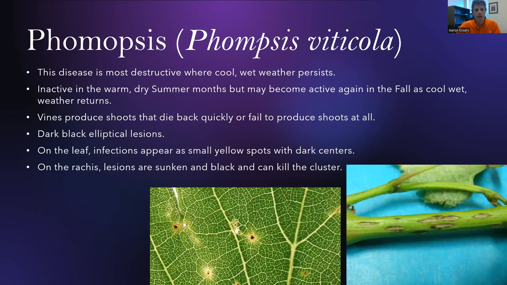Vines produce shoots that die back quickly or fail to produce shoots at all. Phomopsis is usually on the canes or the shoots. Dark black elliptical lesions can appear on the leaves, as you see there. They're very small. It's a zoomed up picture. On the leaf, infections appear small, with black dark centers on the rachis or the canes or the shoots. Lesions are sunken and black and elongated and can kill clusters.